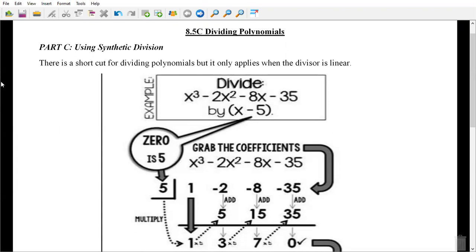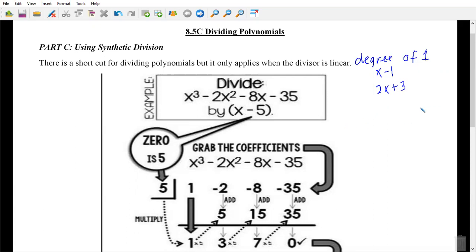A linear divisor means that you have a polynomial with a degree of 1, right? So when you have a polynomial, a degree of 1. So linear divisors are x minus 1, 2x plus 3, etc., right?